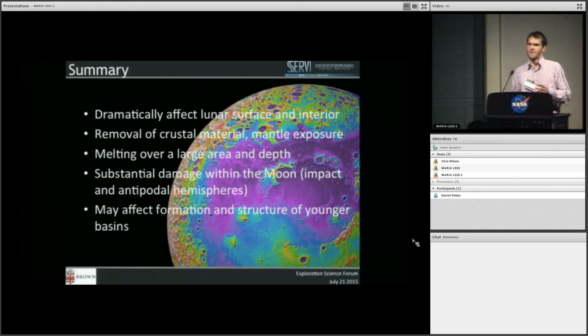And finally, the intense deformation that has occurred due to these impacts may also affect the formation and structure of younger basins. So this could possibly even include the South Pole-Aitken Basin event and also younger events such as Imbrium and Orientale. And with that, I will conclude and take any questions. Thank you.